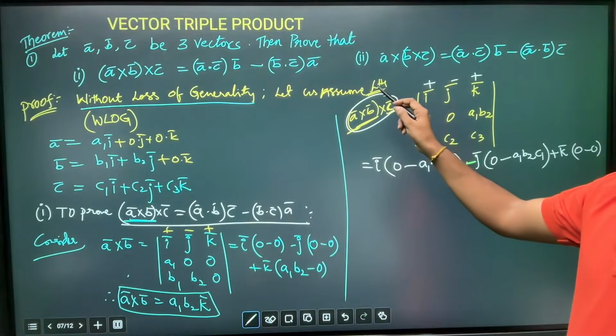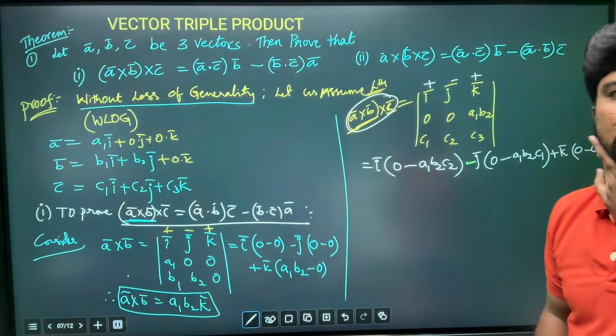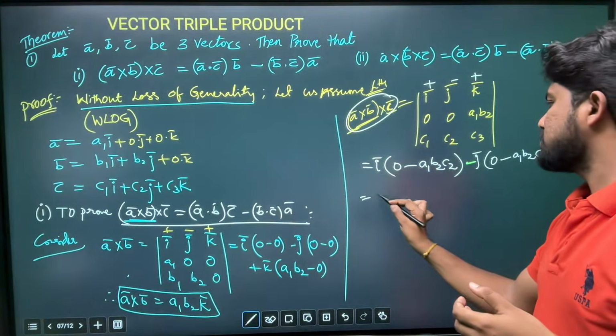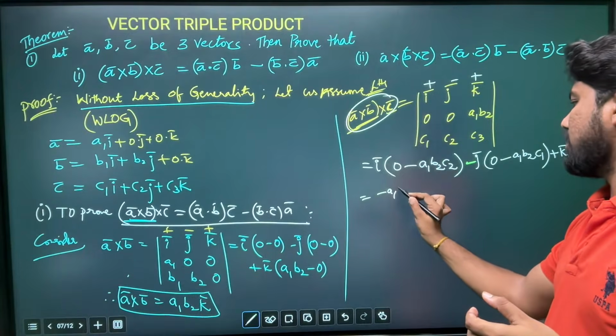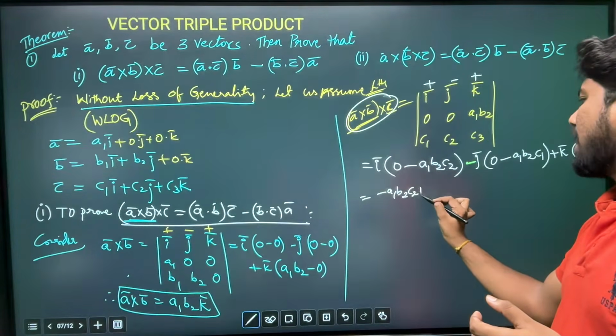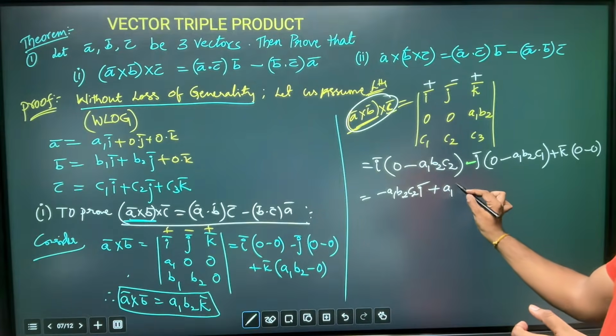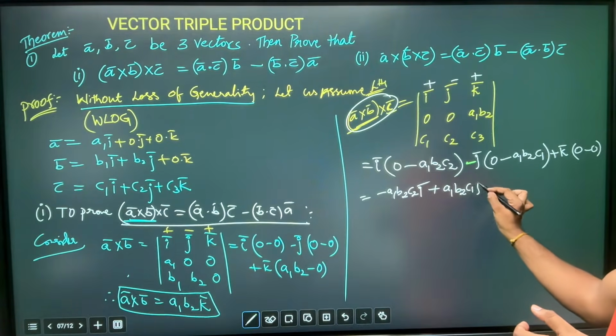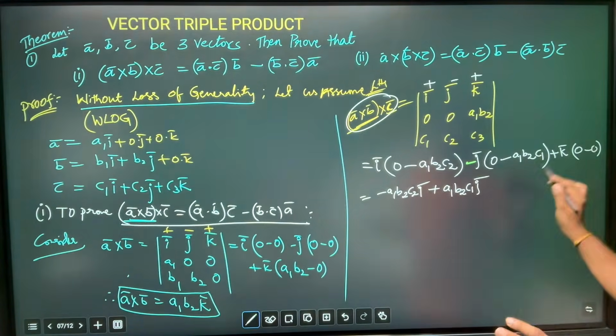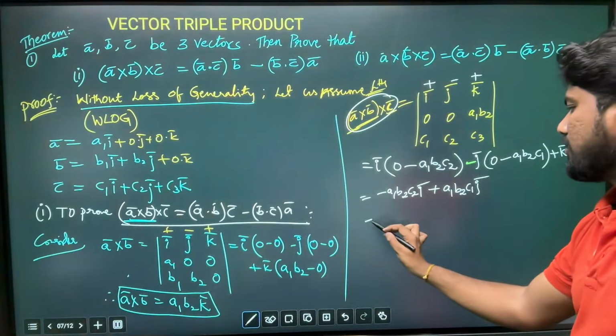This is LHS, right? Not RHS, LHS. Okay, so now minus A1 B2 C2 I bar, minus into minus, plus A1 B2 C1 J bar. Okay, so plus 0 into K bar. This is, so I'm writing in order wise.